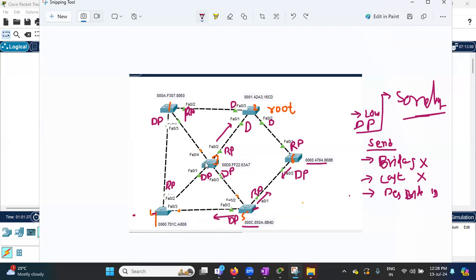Between switch 3 and switch 1, we are finding the DP port on the LAN segment, not on the switch. So both are sending the same cost, so the lowest designated bridge ID wins. So this one will be the upper DP. RP will not be... only one will be DP. Only one. Yes, this LAN segment we found the DP.